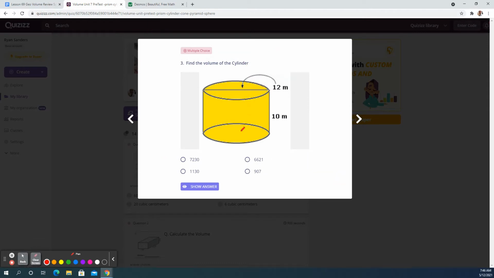Cylinder, volume of a cylinder. So find the volume of the cylinder. Volume of a cylinder is equal to the base area, which is pi r squared, times the height. They gave us a diameter here. So half of the diameter is our radius. So the first thing that we need for this formula is the radius, which would be 6, which is basically 12 divided by 2. That's our radius.